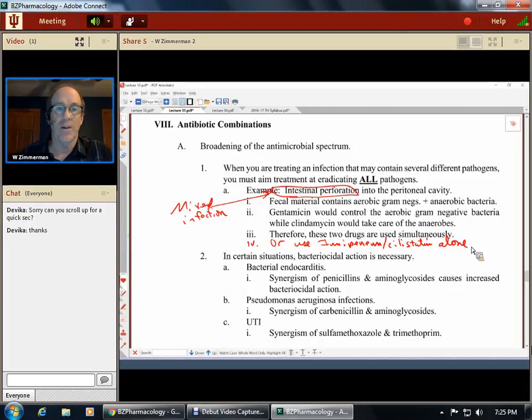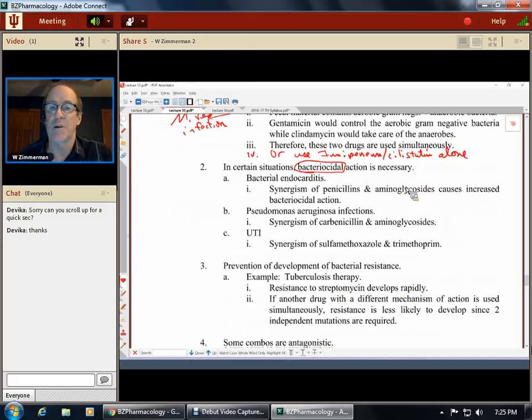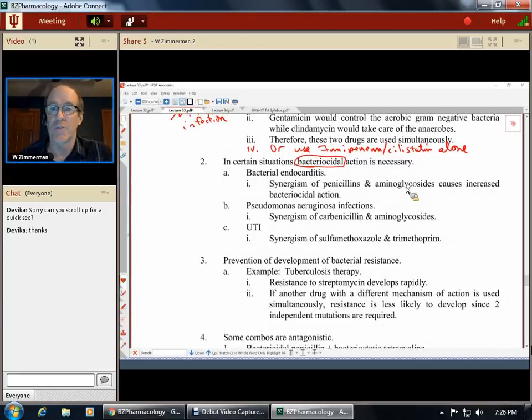Sometimes for endocarditis, when you need really aggressive bactericidal action, a synergism with a penicillin and an aminoglycoside can be used. Certainly for Pseudomonas infections, I've got carbenicillin listed here, but it's really the piperacillin. Piperacillin, tazobactam, that would be used with an aminoglycoside. And for a UTI, as I mentioned earlier in this handout, the synergism of sulfamethoxazole and trimethoprim.